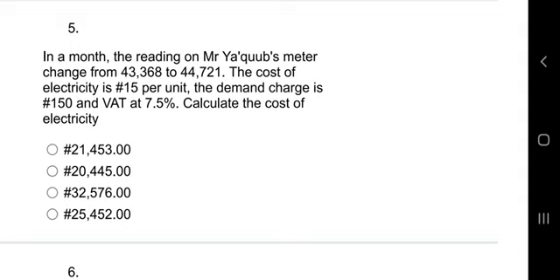As you can see, it's an extension of it. So the same thing. This one is asking you to calculate the cost of electricity. That means after getting the units to be 1,353, we need to calculate the cost of electricity, which is 1,353 multiplied by the unit cost, which is 15 naira.